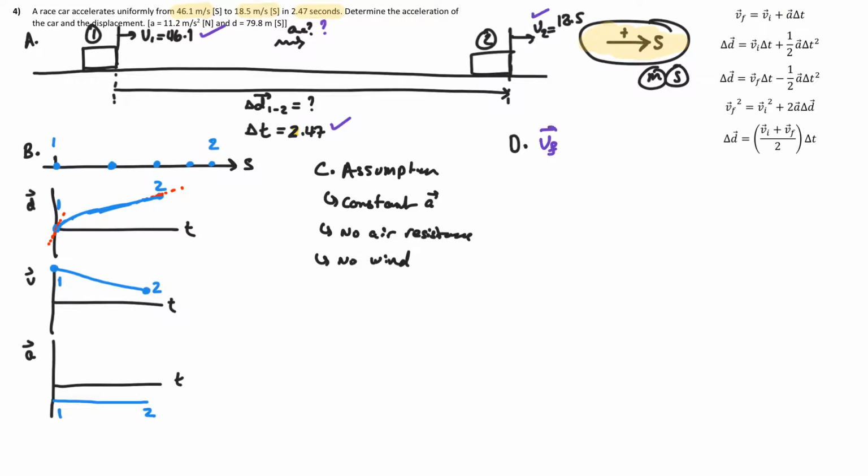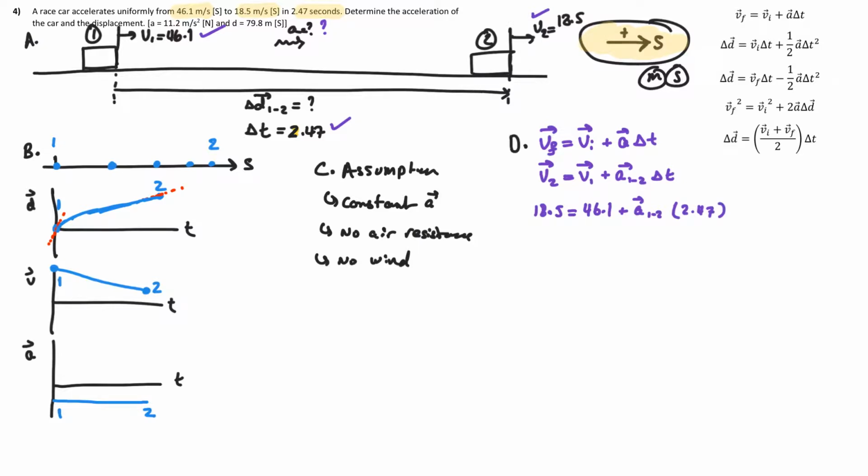So I got final velocity is equal to the initial velocity plus a delta t. I'm going to put the values in. Sorry, I'm going to change it. This is velocity 2 is my final, velocity 1 is my initial, plus this is the acceleration from 1 to 2, multiplied by the change in time. Velocity 2 is 18.5, velocity 1 is 46.1, plus the acceleration, multiplied by the time of 2.47.